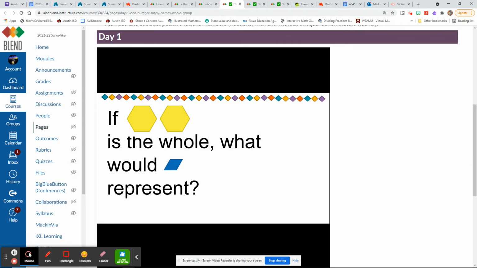So if 2 hexagons is the whole, then let's see how many diamonds would be in 2 hexagons. All right, there we go. So it looks like we'd have 1, 2, 3, 4, 5, 6 diamonds in the hexagon. So 6 sixes, or 6/6 would be equal to 1 whole. So 1 diamond is equal to 1/6.